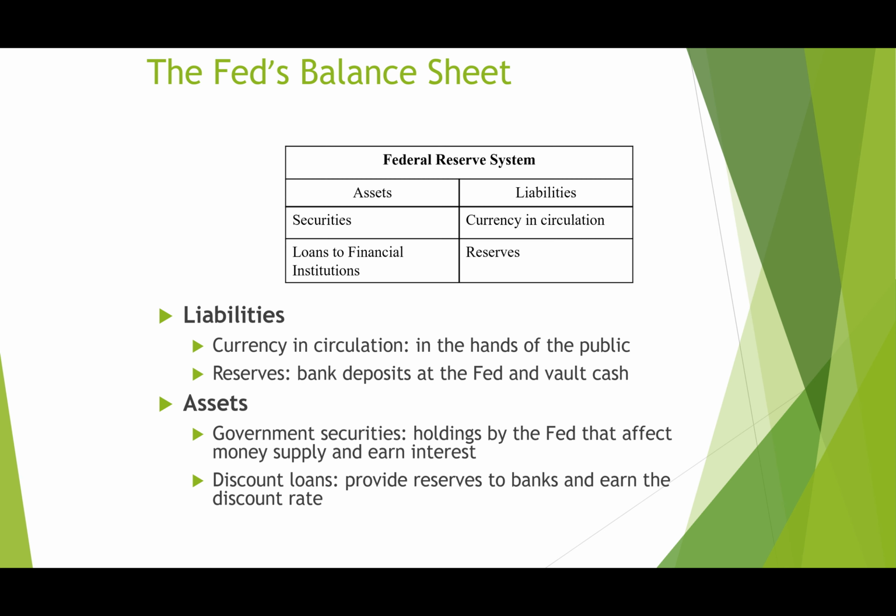Now, on the asset side, the Fed, of course, can buy government bonds, and it does. So it has securities. And it also, through the discount window, makes loans. So that's loans to financial institutions.